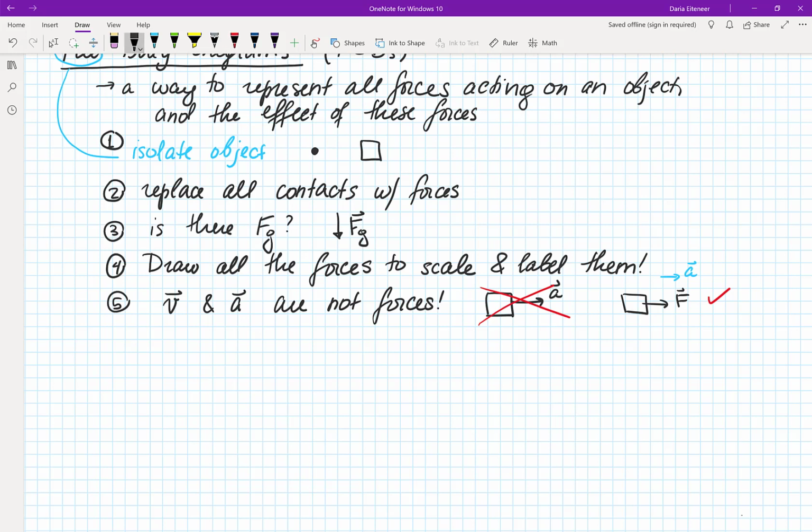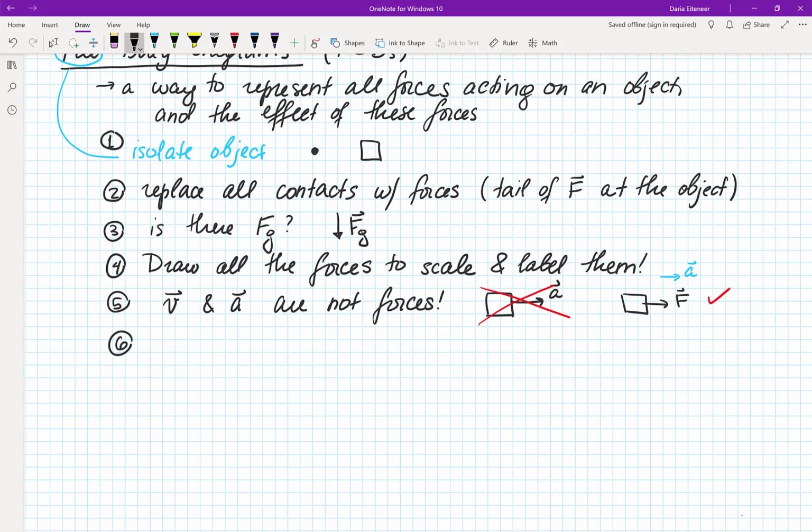And notice how I drew that force, right? Let me go back to number 2 for a second and just say that the tail of the force vector is at the object. Always the tail, that's how we draw these.